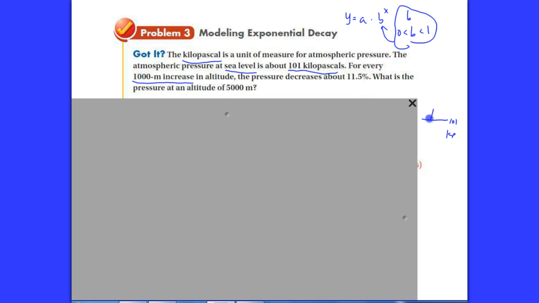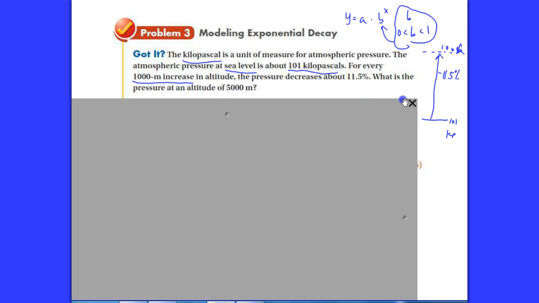Okay, so this represents the ground at sea level. As I go up in the air 1,000 feet, I'm sorry, 1,000 meters. That's the wrong label. That's 1,000 M right there. I know you can't see it. 1,000 meters, the amount of kilopascals decreases 11.5%. So as you go higher and higher, it decreases faster and faster.